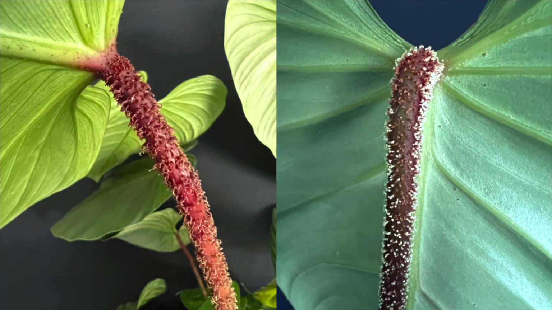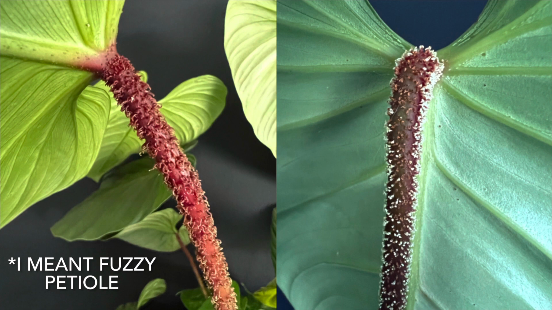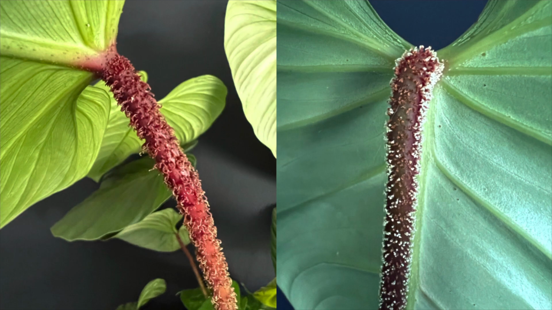If we have a look at the petioles, they are very similar. They both sort of have those reds coming through and they both are fuzzy. The Nangaritense, however, does seem to be a little bit more fancy in its fuzziness. And on the Nangaritense side, those little fuzzy bits seem to have white or light tips to them as well.